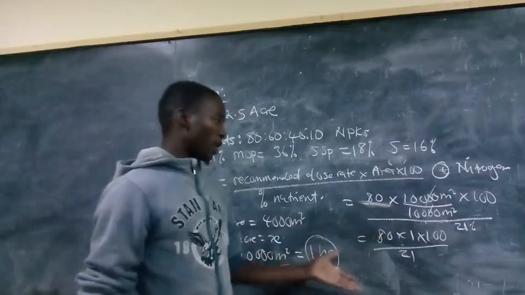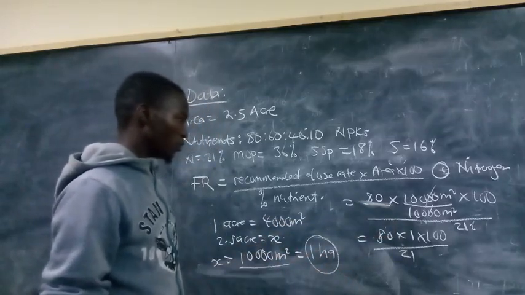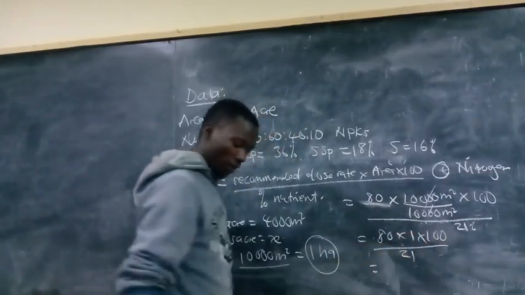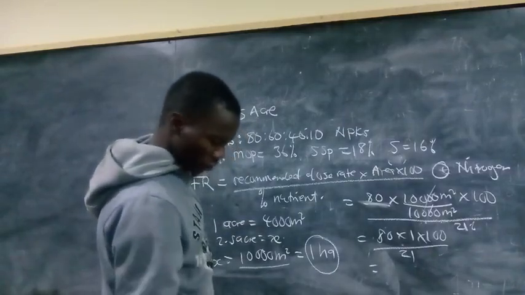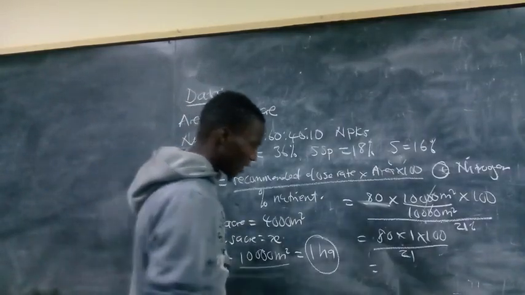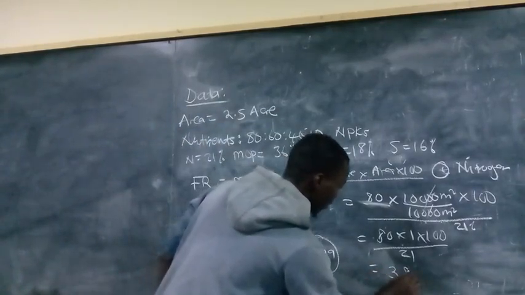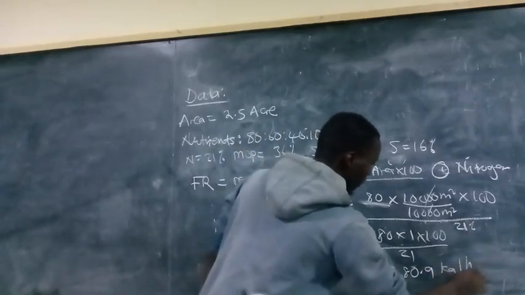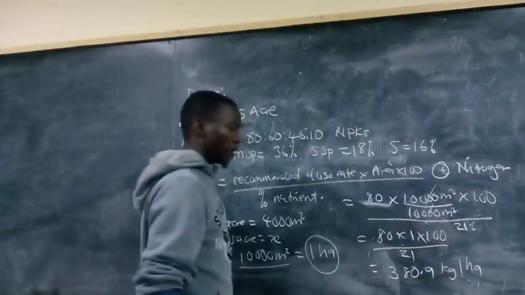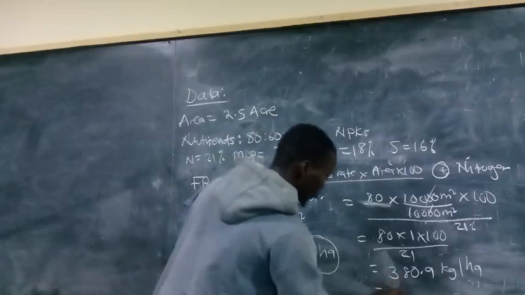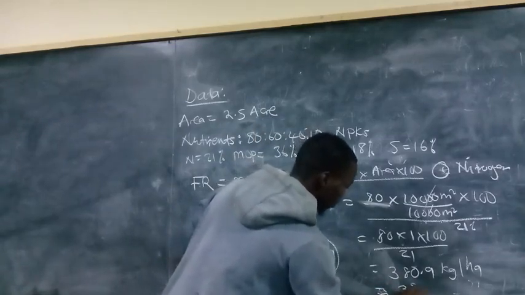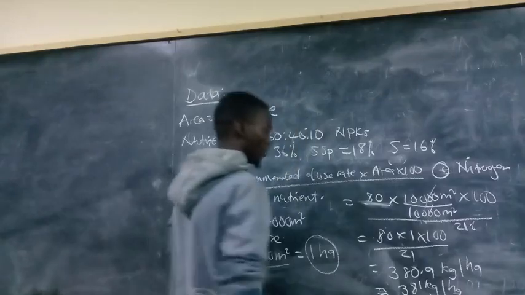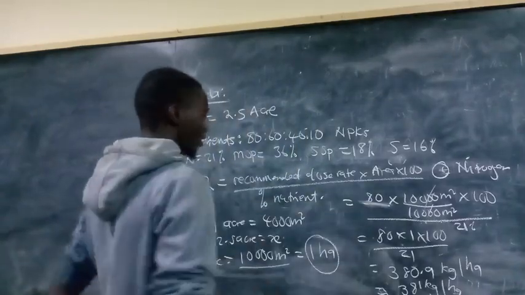So when you do this by this, and you divide by 21, you are going to have a figure that is 380.9 kg per hectare, because we've used the units for hectare. So this is approximately 381 kg per hectare. This is our fertilizer requirement for nitrogen, just like that.